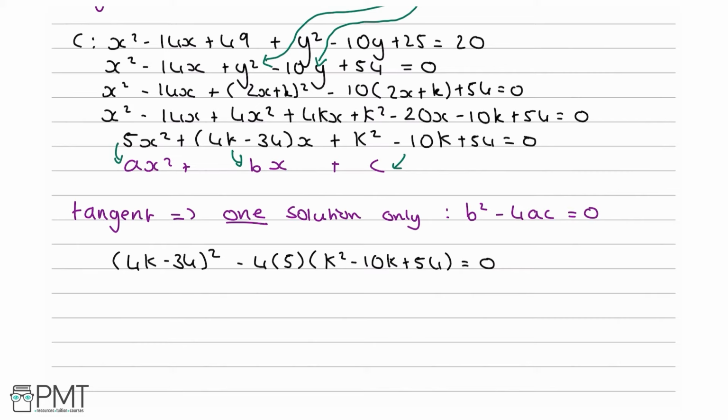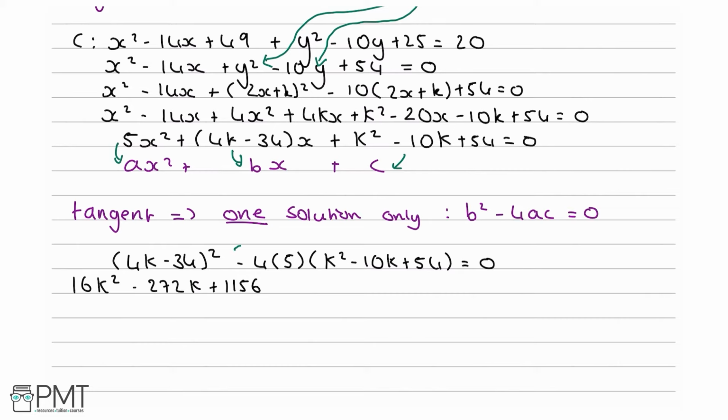Okay, so let's start by going through (4k minus 34) all squared. The first thing to do is 4k times 4k, which is 16k squared. Then we need to do 4k times minus 34, which is minus 136k, but we need to do it twice because it is being squared, so we multiply that by 2 to get minus 272k. And then finally, minus 34 squared is positive 1156.